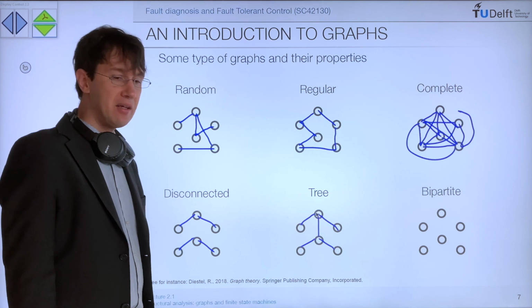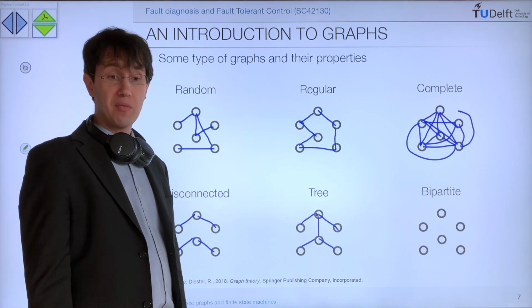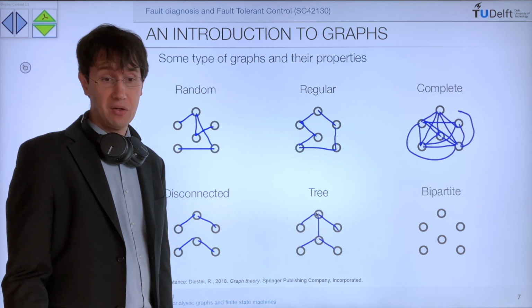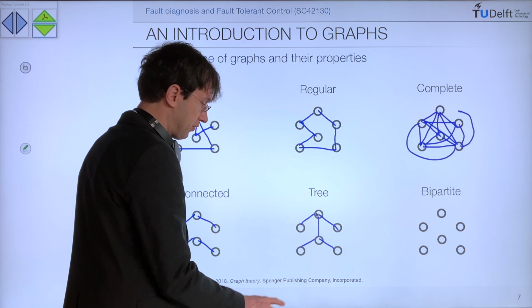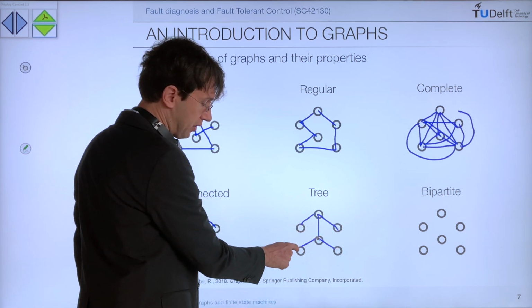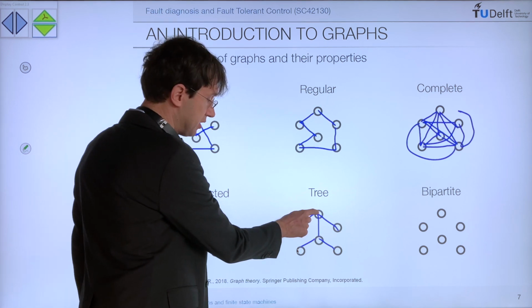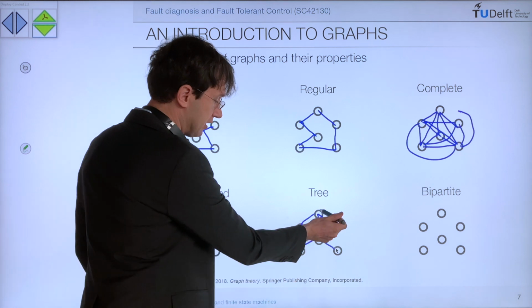And the property of this graph is that there is no redundant edge. There is only one way to go from one node to another. So you can go from every node to every other node, but there is only one way. So there is no redundant path. So for instance, from this node, I can take this path to go here. Or from this node, I take this path to go here. But there is no extra one like this.